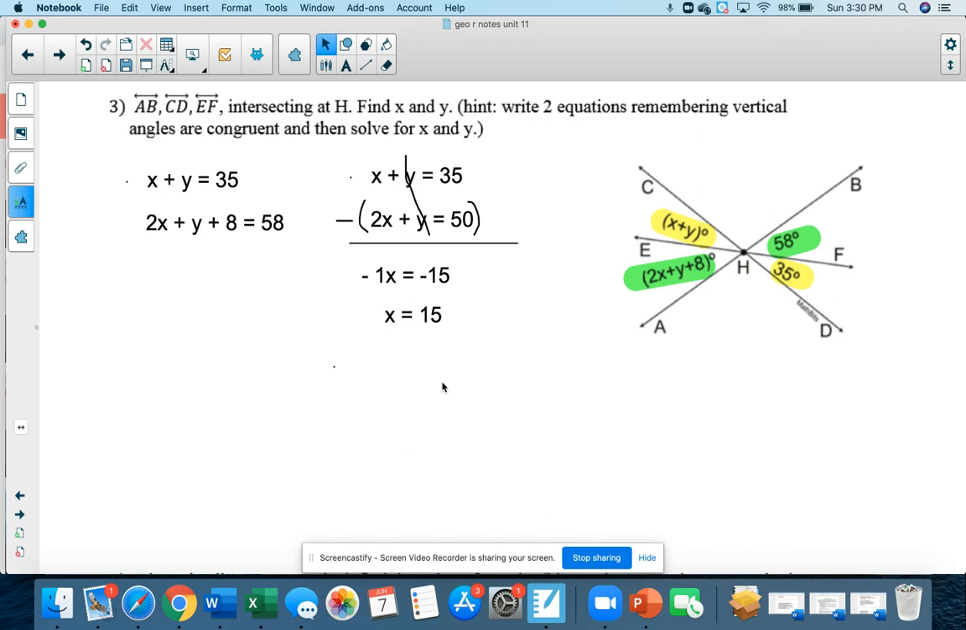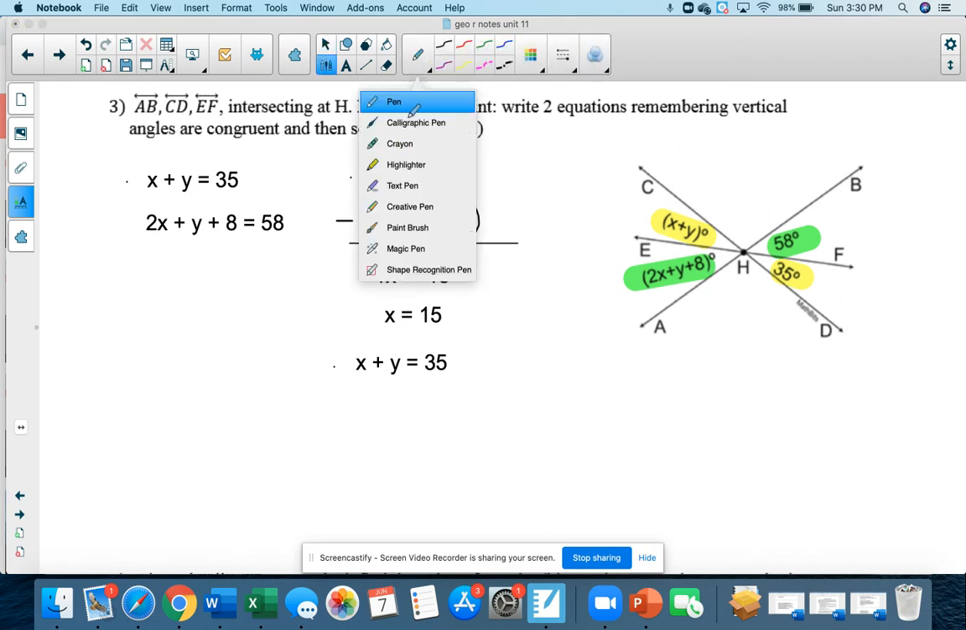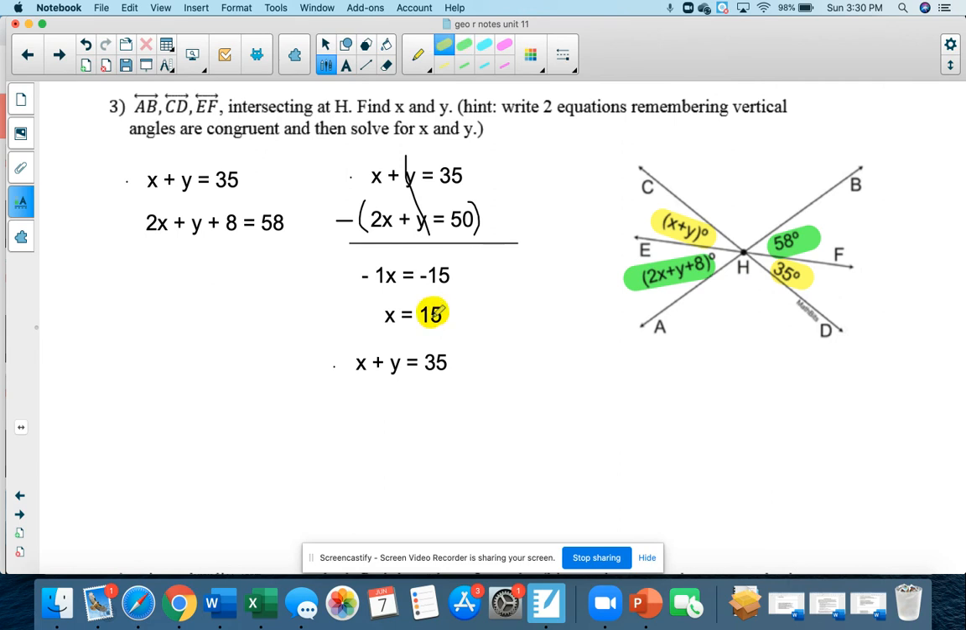Now, once you know what one of the variables is, it's very easy to go back and solve for the other variable. You pick either equation. The first equation, x plus y equals 35, is a little bit simpler. Now that I know that x is equal to 15, I'm going to take that and I'm going to substitute in 15 for x. So 15 plus y equals 35. And again, I'm solving for y, so I'm going to subtract 15, and I'm going to get y equals 20.